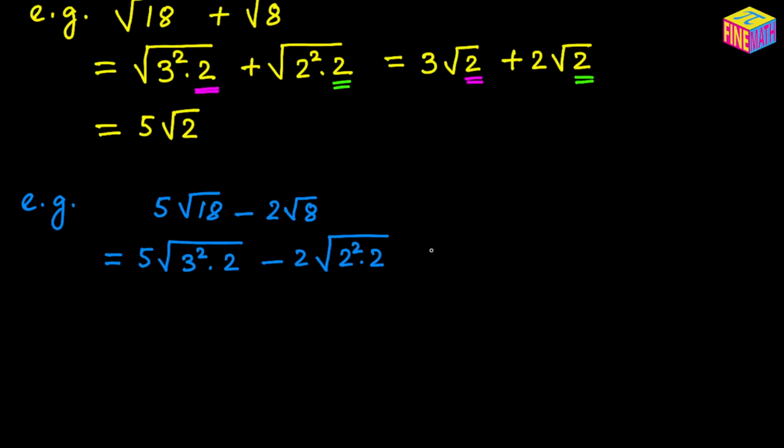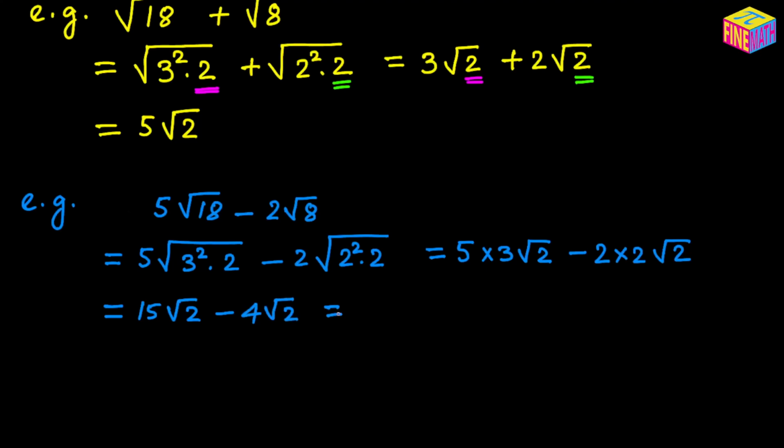So then if you think about it, we already had a 5 outside for the first term, and then when 3 squared comes out, it becomes 3. So it would be 5 times 3 times square root of 2, and minus again 2 times, when the 2 squared comes out of the radical sign, it becomes 2, and then we are going to be left with one more 2 inside the radical sign. So it will be like that. So this simplifies to 15 times square root of 2, and then minus 4 times square root of 2.